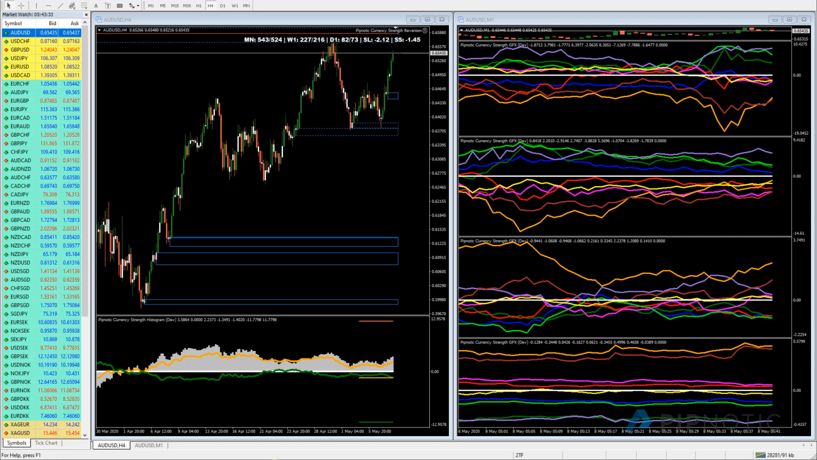Today we're going to run over some trades and some pair analysis using currency strength and supply and demand. And we're also going to have a look at the configuration of some of this software, just so that everyone has the opportunity to configure their software in the same way.